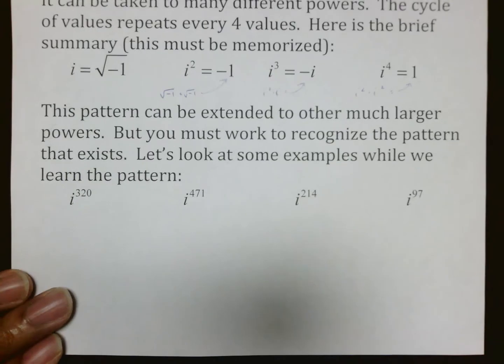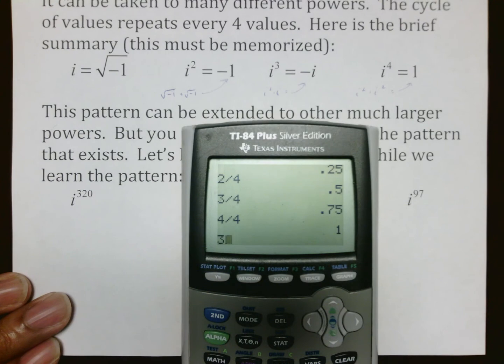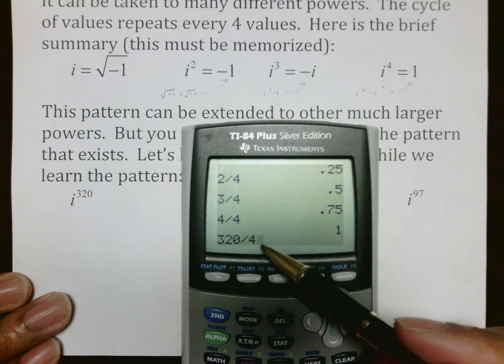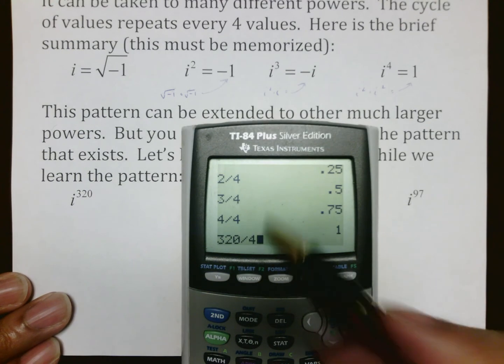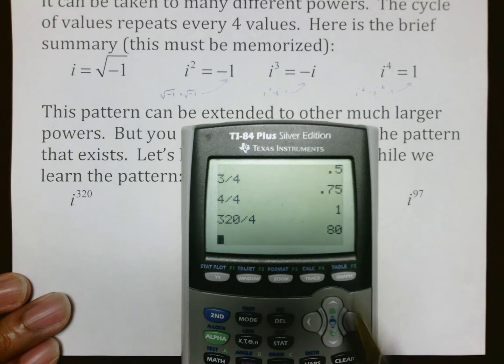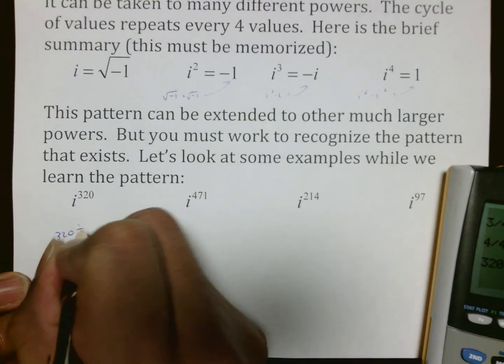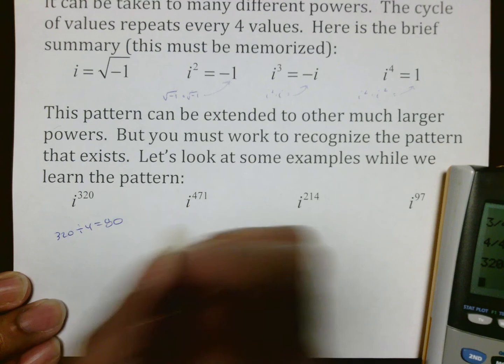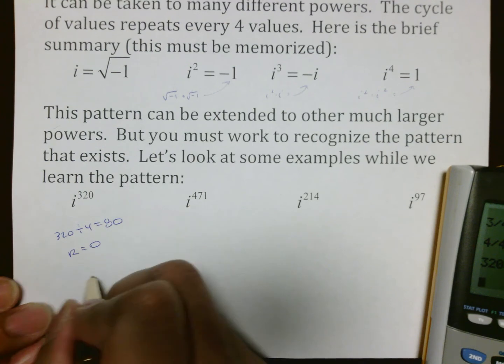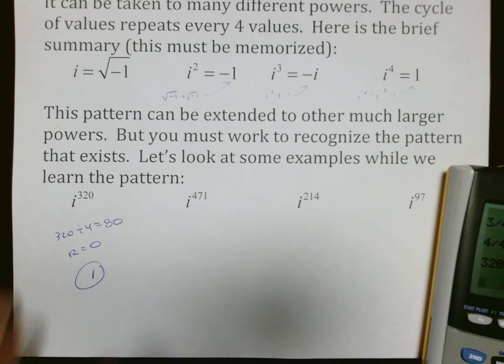So if you wanted to know what i to the 320th is, you just have to do 320 divided by 4, because there are 4 different values that repeat. Take your remainder, of course. 320 divided by 4 is 80. That means the remainder is 0, which means your answer is 1. Again, you might want to put that down and make sure you understand what's going on.